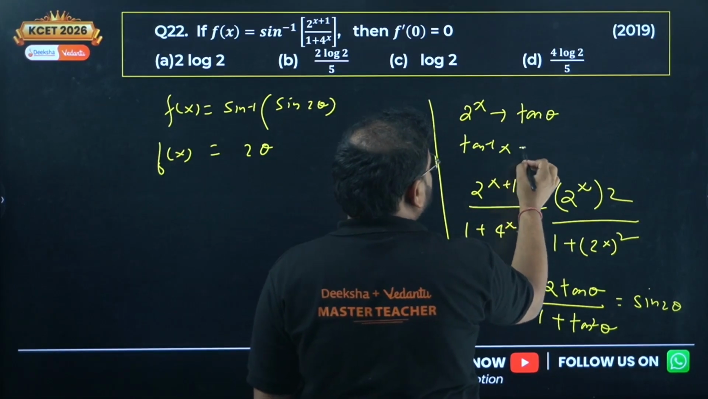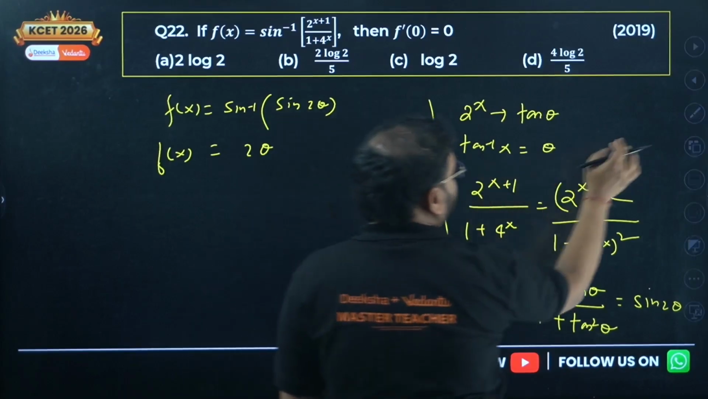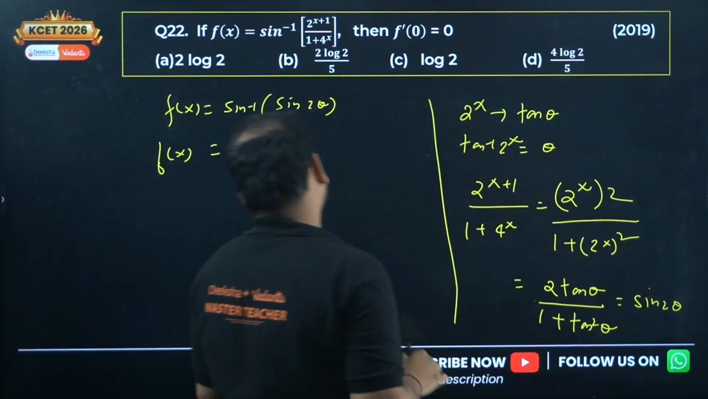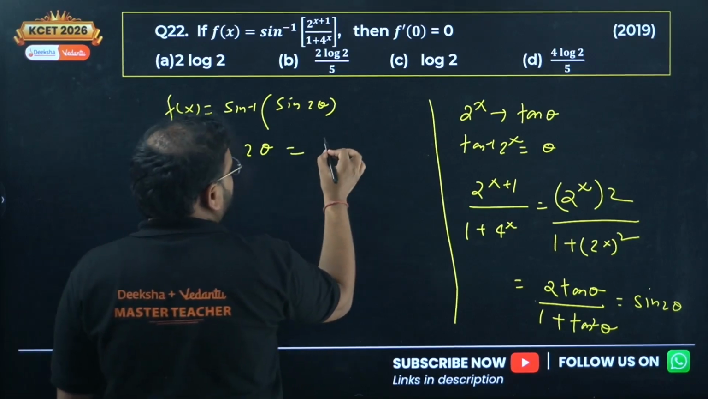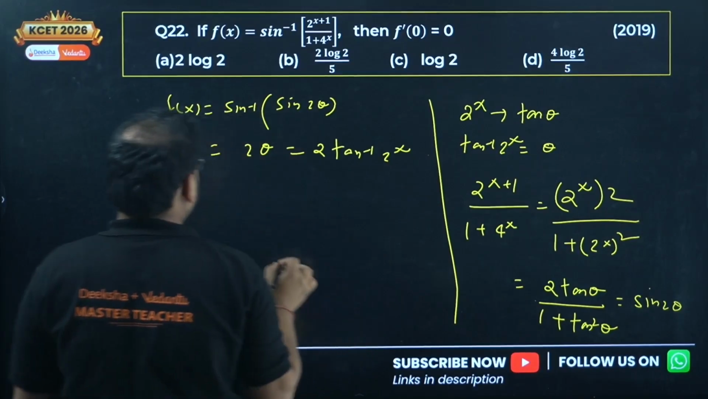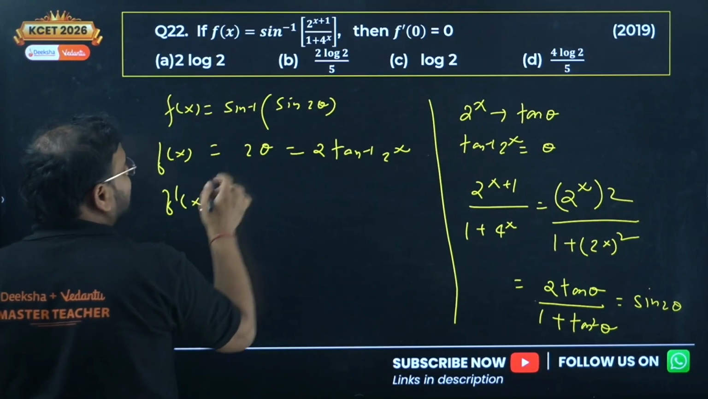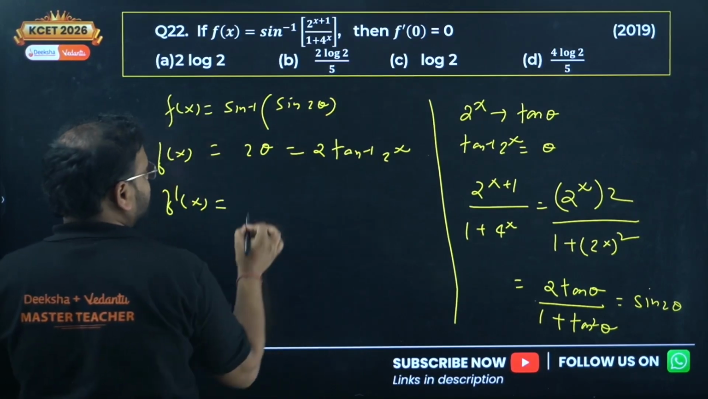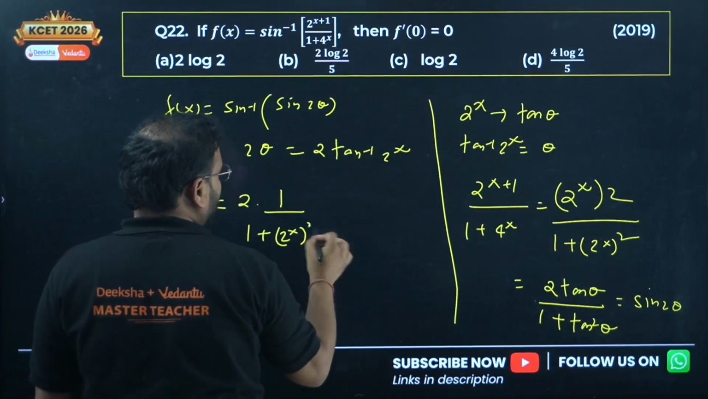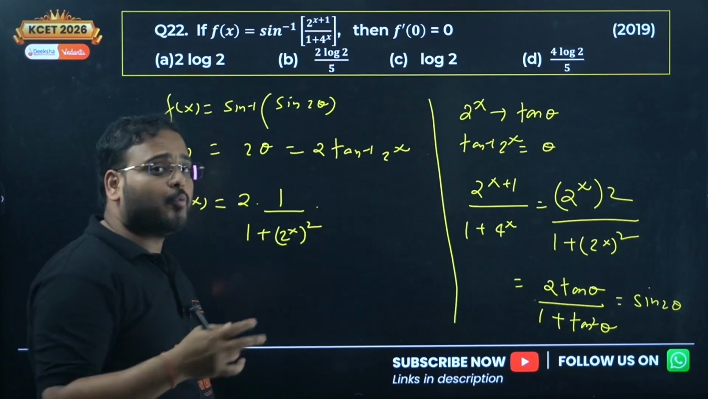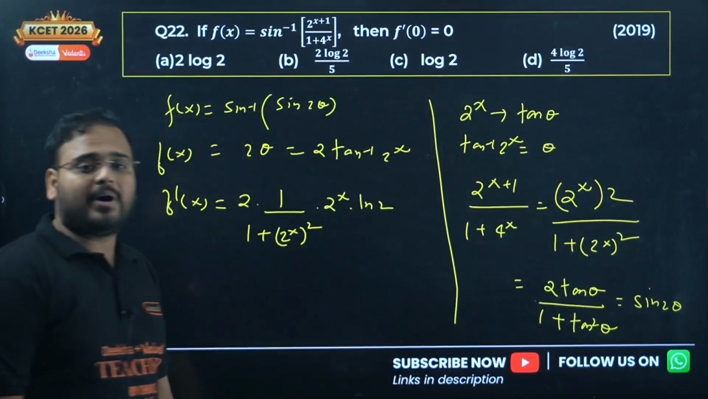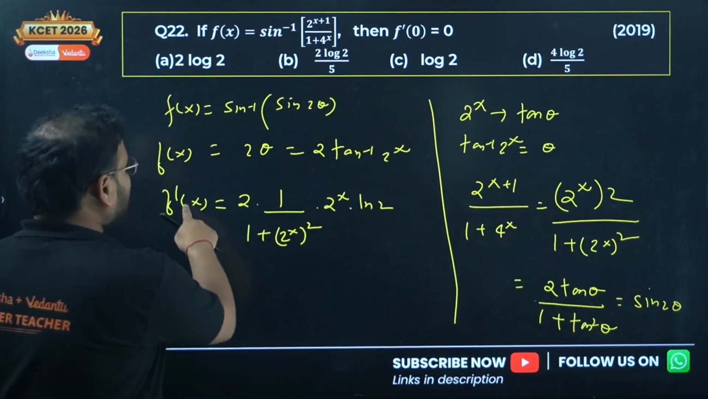So find the theta value from here. Tan inverse of 2 power x is theta. So I get f of x as 2 times tan inverse of 2 power x. Differentiate it now. They are asking us f dash at 0, so find f dash of x first. 2 is as it is. Derivative of tan inverse gives 1 upon 1 plus 2 power x, the whole square. And derivative of 2 power x is 2 power x as it is times ln 2. Put the x value as 0.